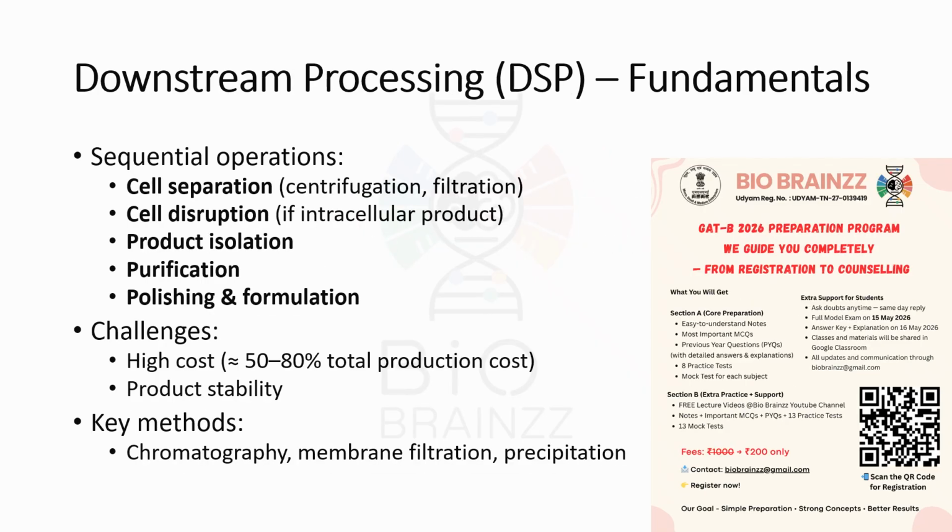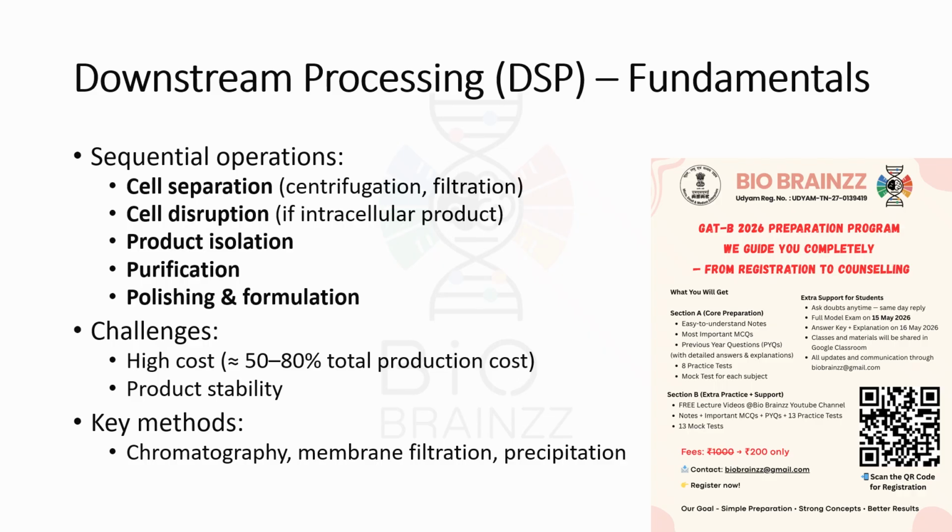Downstream processing involves the recovery and purification of the desired product after the fermentation process is complete. It includes sequential steps such as cell separation using centrifugation or filtration, followed by cell disruption if the product is intracellular. These steps are essential for isolating the target product from the complex fermentation mixture.